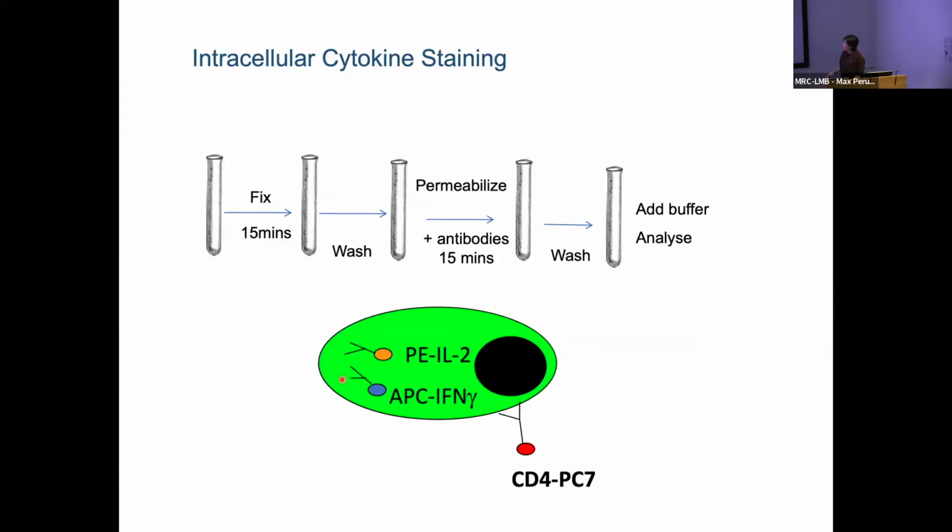So we can look at the surface markers. We can also look at intracellular cytokine staining. When you're looking at intracellular cytokine staining, you have to fix and permeabilize your cells, so the antibody can get access into your cells.